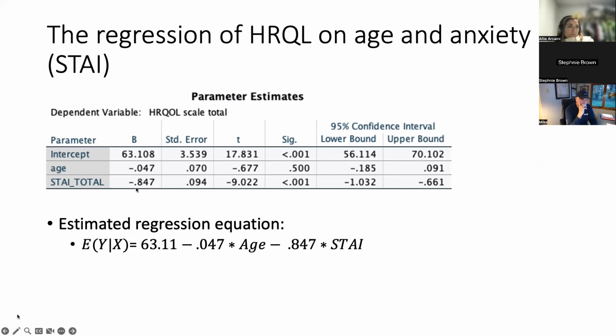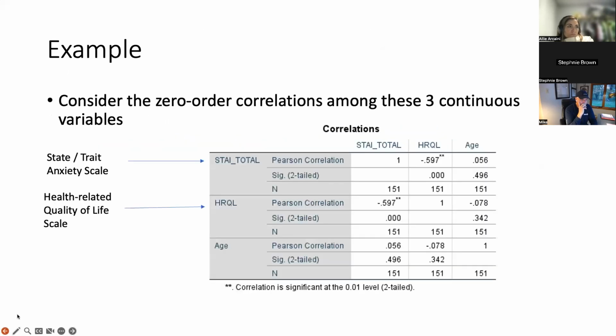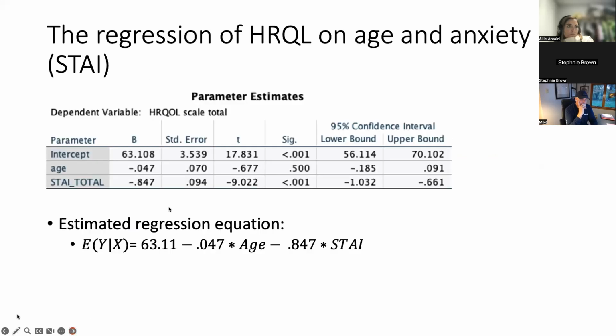Same thing with anxiety, right? It's got a negative relationship, so that makes sense, right? And we saw that in the correlation matrix, right? Negative relationship. As anxiety goes up, health-related quality of life goes down, or as health-related quality of life goes up, anxiety goes down. So we see that here now, right?